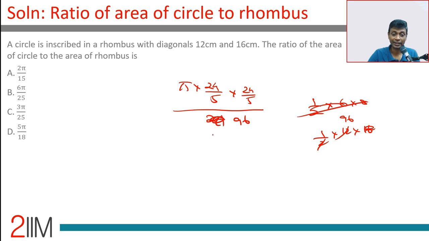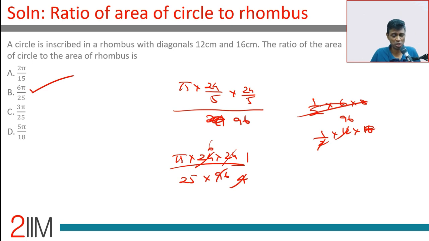Right, so this is pi into 24 into 24 by 25 into 96. 24 by 96 is 1 by 4. 24 by 4 is 6. 6 pi by 25. Lovely. My original answer would have given us 24 pi by 25, which luckily enough was not there in the choices. It's half into product of diagonals, not half into product of half the diagonals.